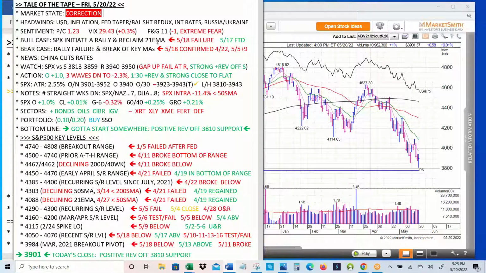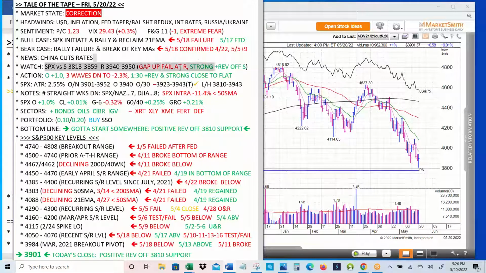Our bull case, need to reclaim the 21, initiate a rally. That just failed on 518. Today, 520 is day one off the bottom. We're operating under this bear case with the rally failure and the confirmation of the breakdown on 518. A little bit of news, China cut rates. That led to some optimism in the market, and we gapped up 1% at the open.